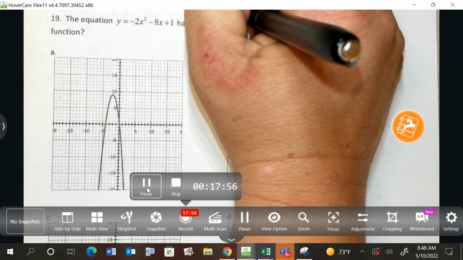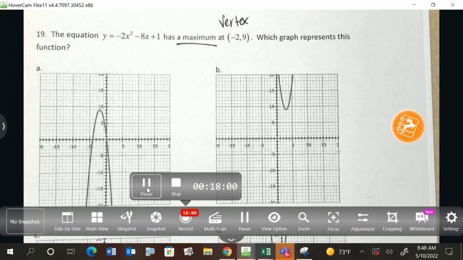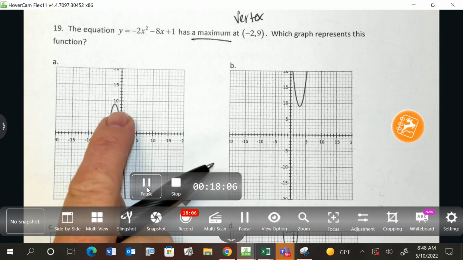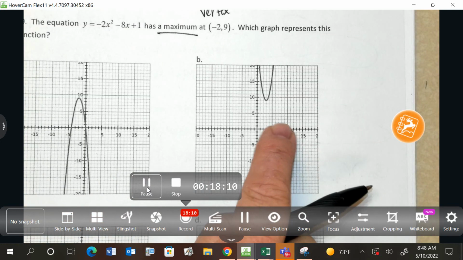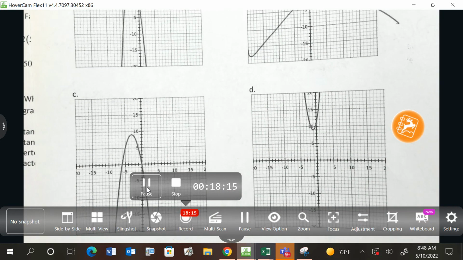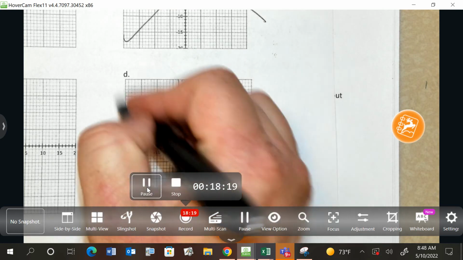So above this right vertex, if it's the maximum of a parabola, it means it's the highest point. So does problem A have a maximum, yes or no? Yes, because there's one point that stands alone as the highest. Does problem B have a maximum? No, this would be a minimum. Cross this out. Does problem C have a maximum? Yes. Okay, this could be it. Does problem D have a maximum? Nope, it has a minimum.